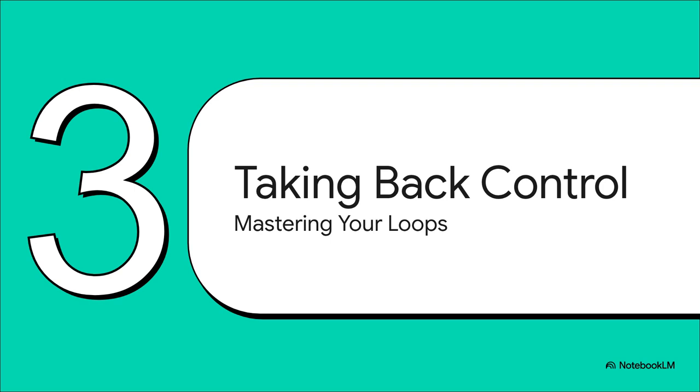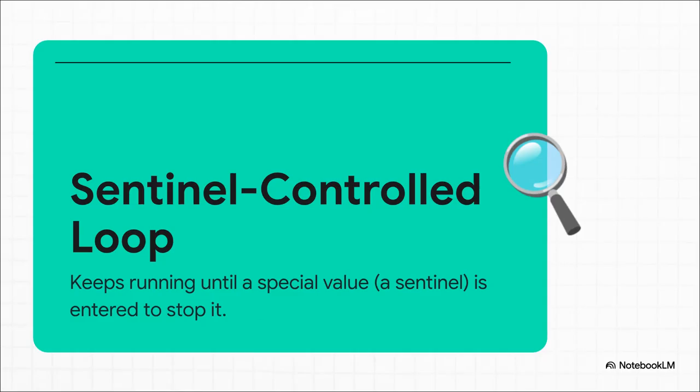We're going to build out our toolkit and really start mastering these things. This technique is called a sentinel-controlled loop. Sounds fancy, but the idea is super simple. We just tell the loop to keep on running until the user types in a special word, a secret password, basically. We call that password the sentinel.